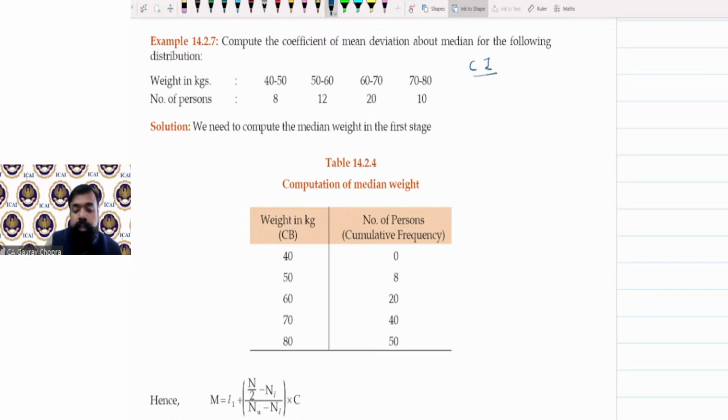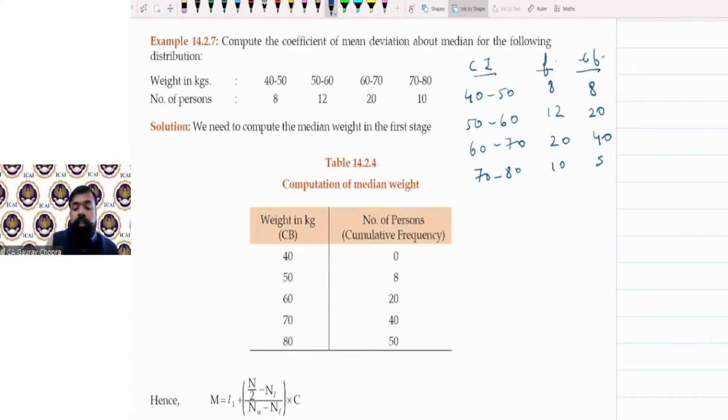The class interval is there, 40 to 50, 50 to 60, 60 to 70, 70 to 80. Then the frequency is 8, 12, 20, and then 10. Next step is CF. 8 plus 12 is 20, plus 20 is 40, plus 10 is 50. This is cumulative frequency. All right.